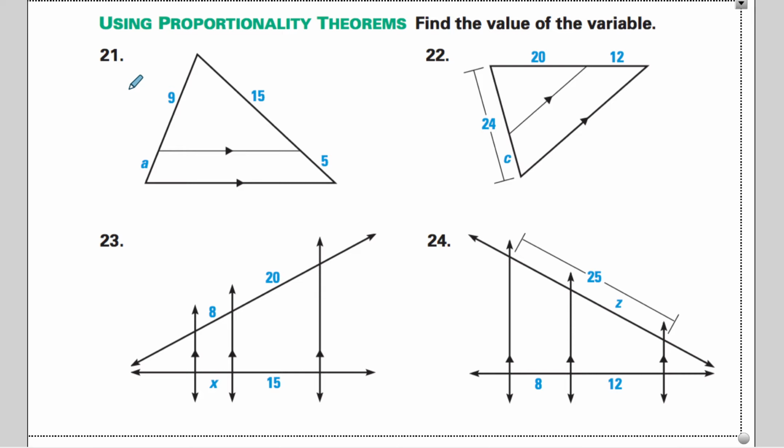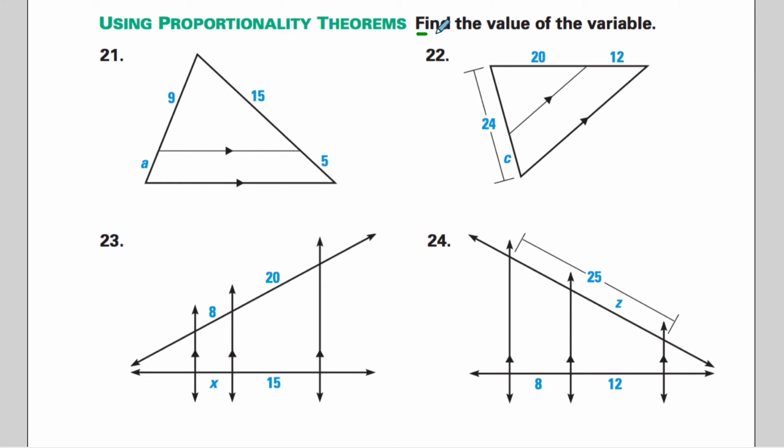So if you look at number 21, it says find the value of the variable. Well, now we're actually dealing with the exact same type of problem, except now these lines are parallel. It shows us that they're parallel. So what that means is that these sides are going to be proportional. Okay, so we're just doing basically the opposite of what we just did. So now, because the lines are parallel, we know for certain that 9 over a is going to equal 15 over 5.